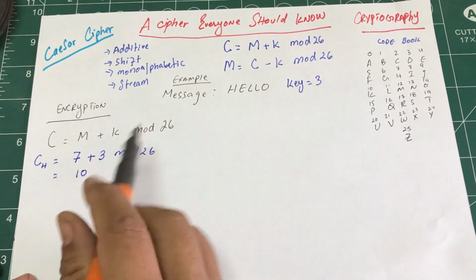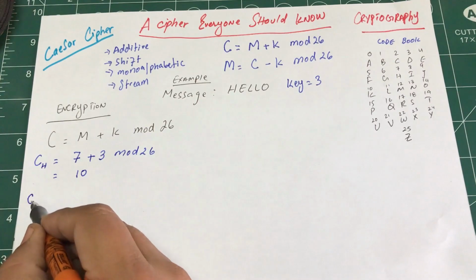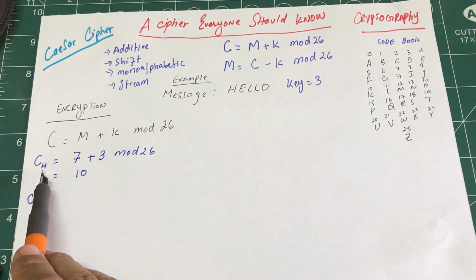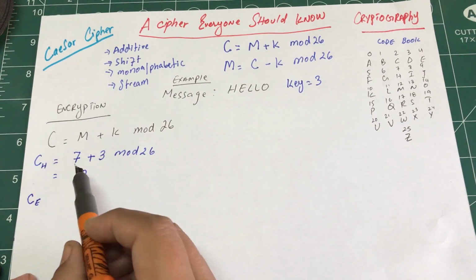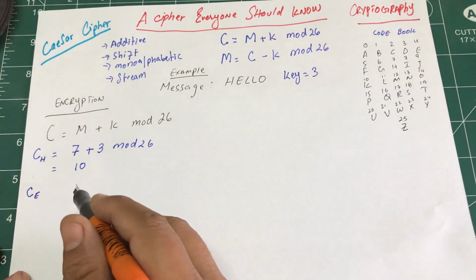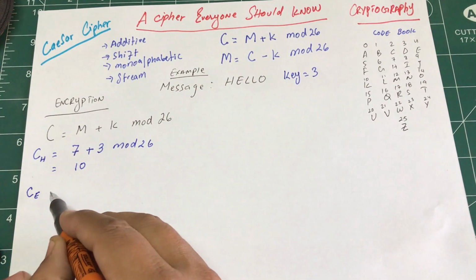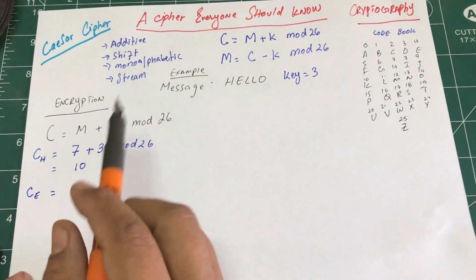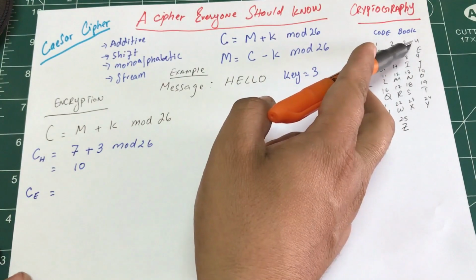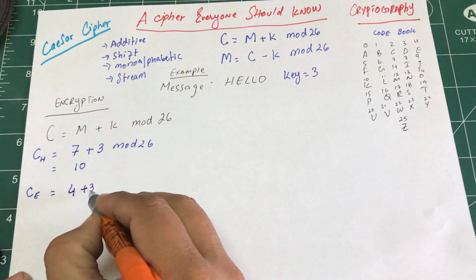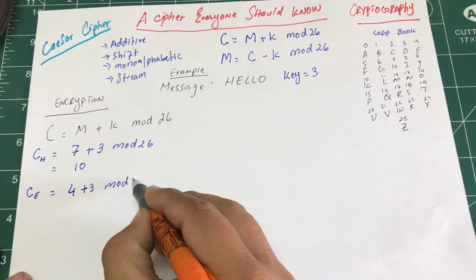I'm going to do the same for E, C_E. C is for ciphertext. We encrypted H, that's why I put a subscript of H. Here I'm putting a subscript of E. In this way, we are consistent. So here it's going to be what? What is the value of E? E has a value of 4. So 4 plus 3 mod 26.